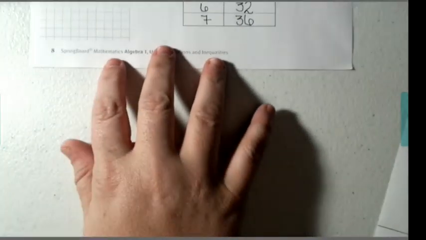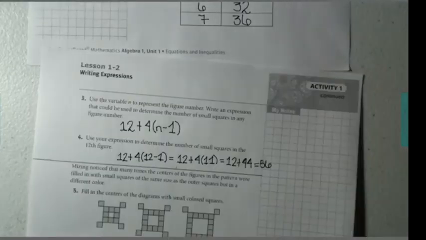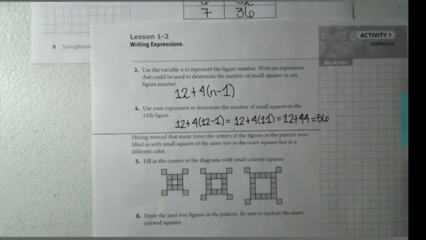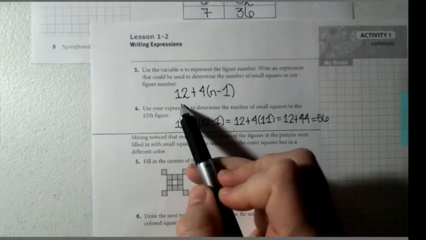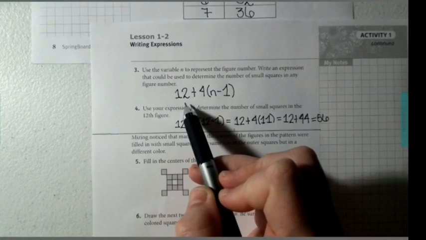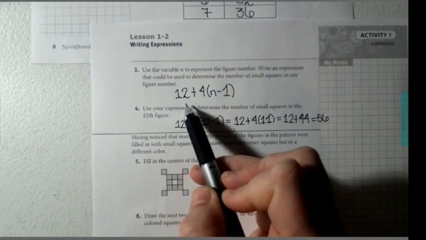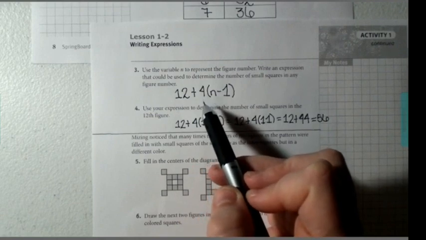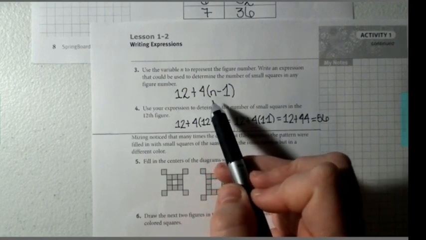That's going to come into play over here in the next question, question 3. Question 3 asked us to write the expression. So let's talk about where these numbers came from. If you recall, our first figure started out with 12 boxes. And we know that it increased by 4 each time.